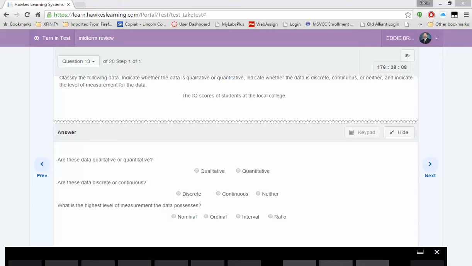So that is definitely a quantity, right? The IQ score. It's not like you have a red IQ score or a blue IQ score. It's an actual number you can count, so that's quantitative. Now, would those be continuous? Can you have an IQ score of 125.9? No, they're whole numbers. They're countable. So those are most definitely discrete.